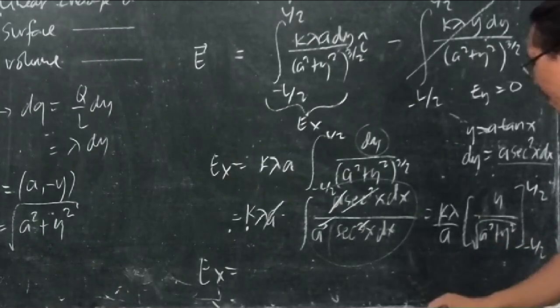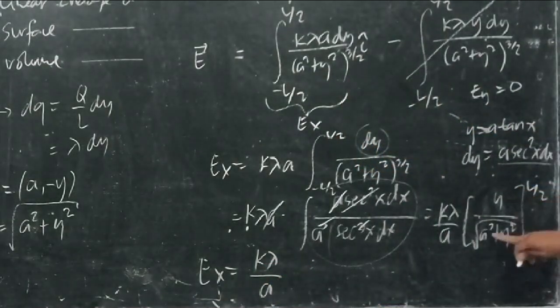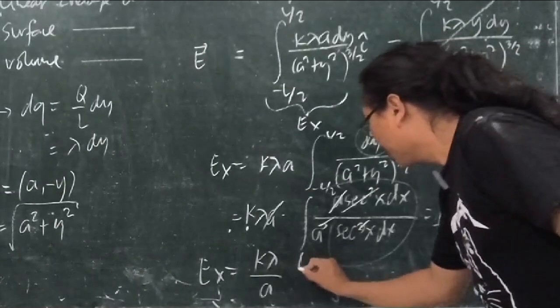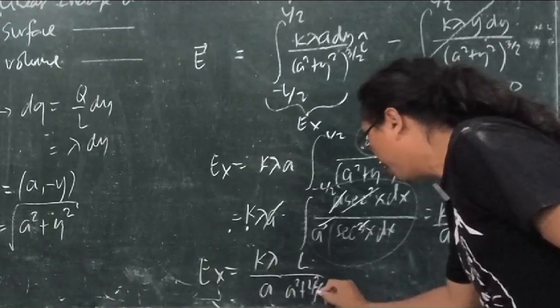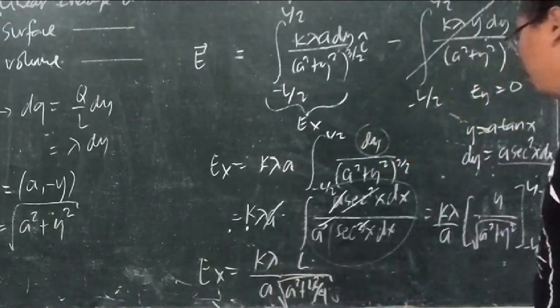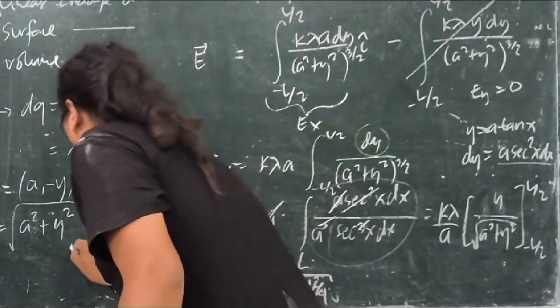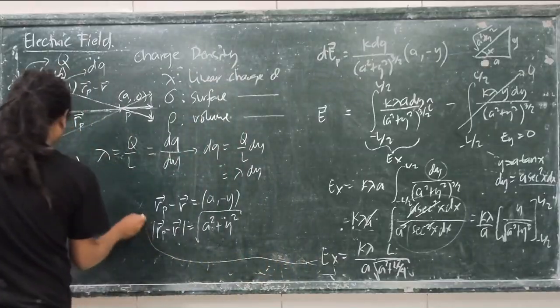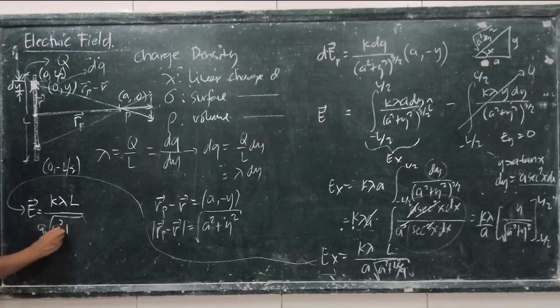So here, you would now have k lambda over a times L over the square root of a squared plus L squared over 4. This is now my E_x. So the electric field at point P would be k lambda L over a times the square root of a squared plus L squared over 4, in the i hat direction.